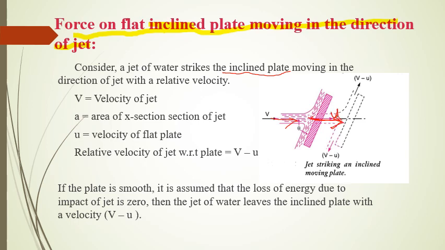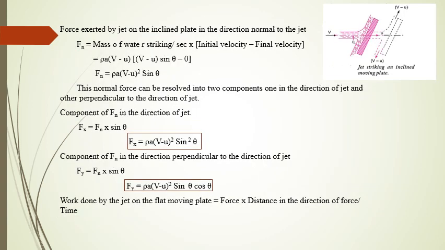Relative velocity with respect to plate is v minus u. V minus u is the relative velocity and a is the cross-sectional area of the jet. We assume that the plate is smooth, so therefore there is no loss of energy due to impact of jet. So the relative velocity at the inlet is v minus u and the relative velocity that leaves the inclined plate is also v minus u. Now let us see the force exerted by the jet on inclined plate in the direction normal to the jet.